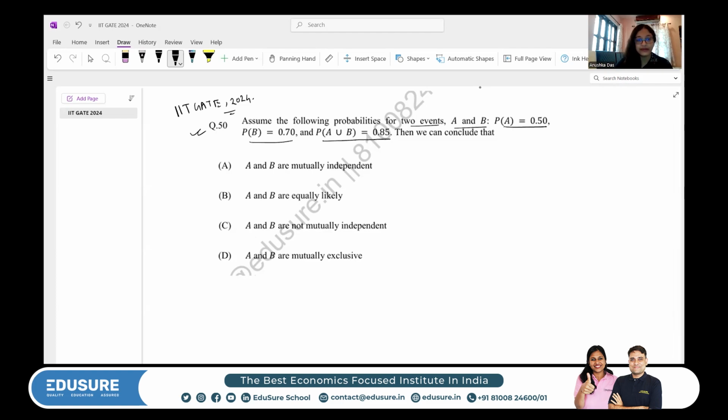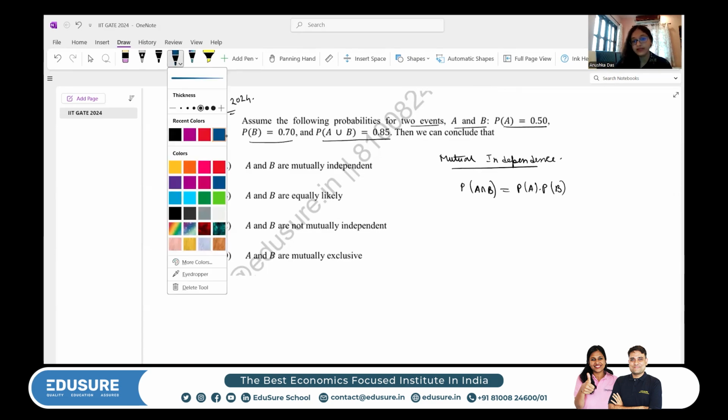A and B are mutually independent. A and B are equally likely. A and B are not mutually independent. A and B are mutually exclusive, right? So, for mutual independence, what is the condition you need to know? Probability A intersection B is probability A into probability B. So this is the condition you need to know. If this is satisfied, then you will say that yes, the events A and B are mutually independent, otherwise they are not. So let us find this.